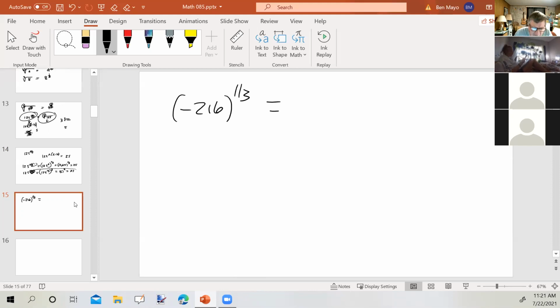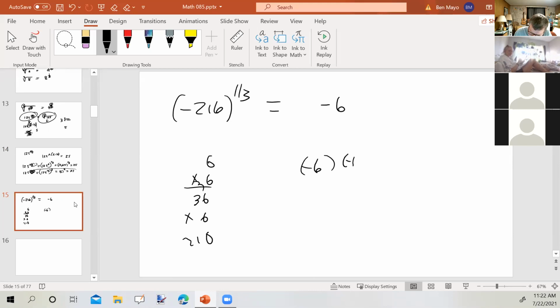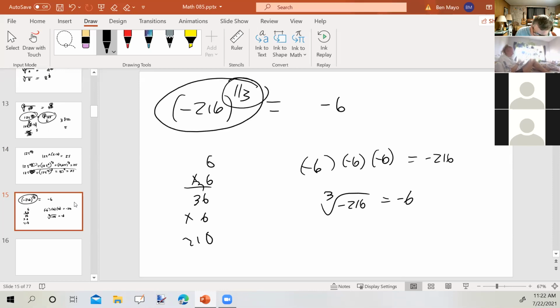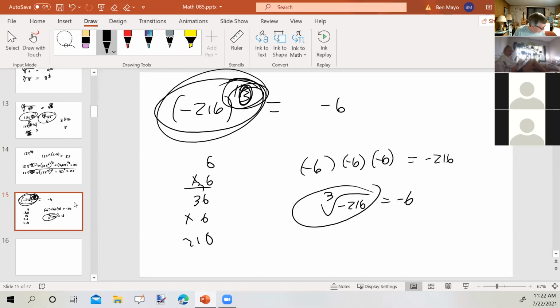Oh, let's see here. 5 times 5 times 5 is 125. What's 6 times 6? That's 36 times 6. 216. So it would be 6, but it would be negative, right? Because negative 6 times negative 6 times negative 6 is negative 216. So the cube root of negative 216 is negative 6. So negative 216 to the 1/3 power, because that's the same as the cube root. Okay, so you've just got to get used to this idea of radical form, exponential form.